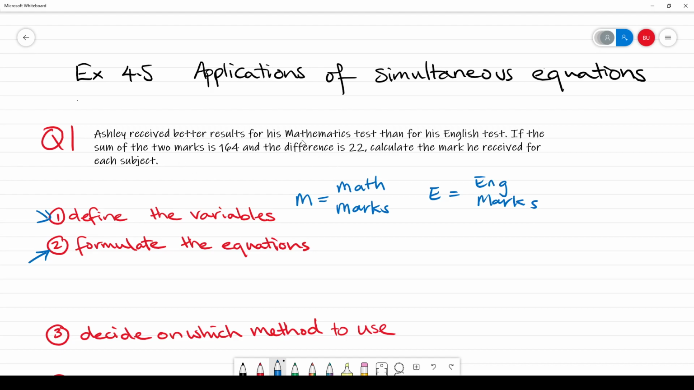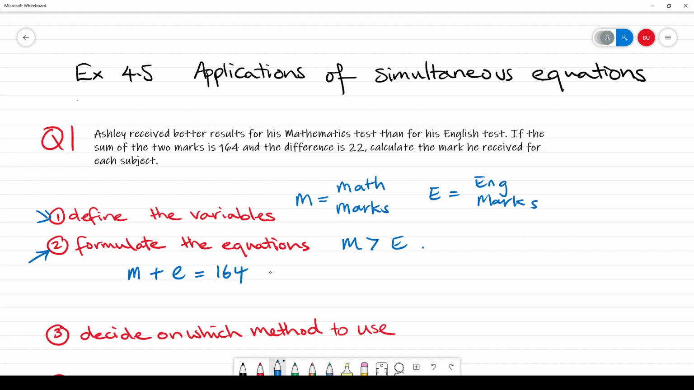So we're looking for the key information. The first key information says that the math test has a higher mark than the English test. He did better in his math test than his English test. That's just saying that m is greater than e, math marks are greater than the English marks, but this is not really of use to us. If the sum of the two marks is 164, that means m plus e equals 164.